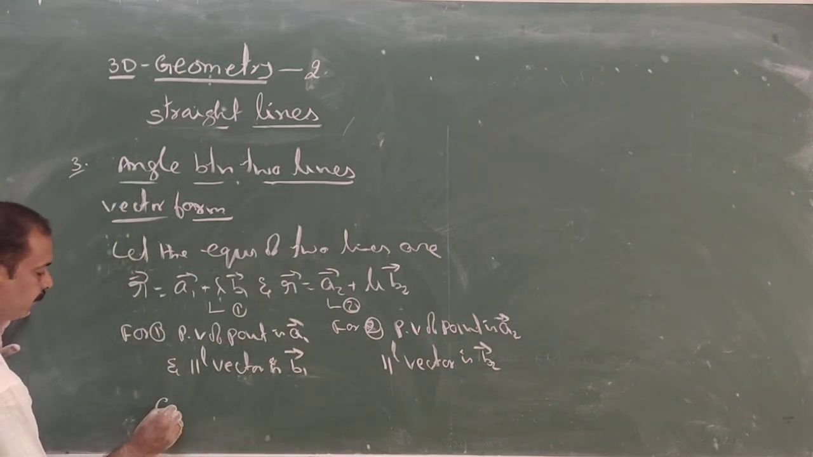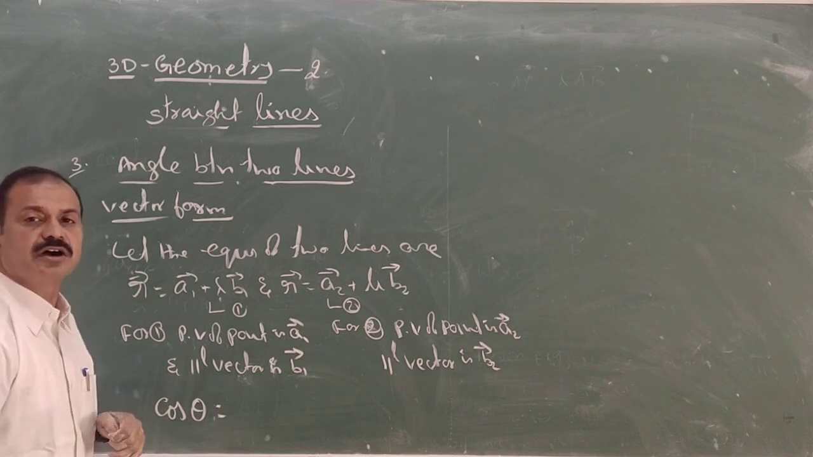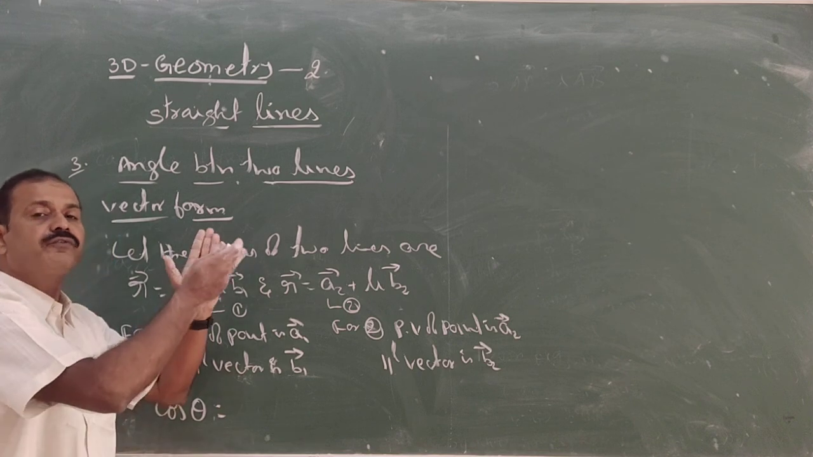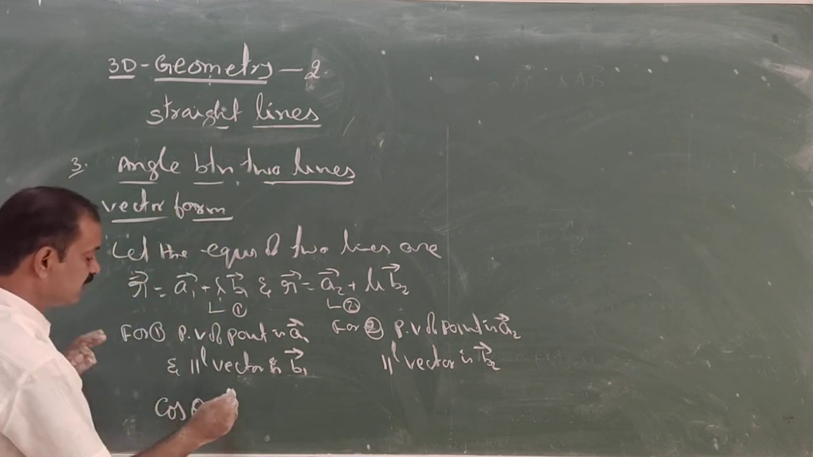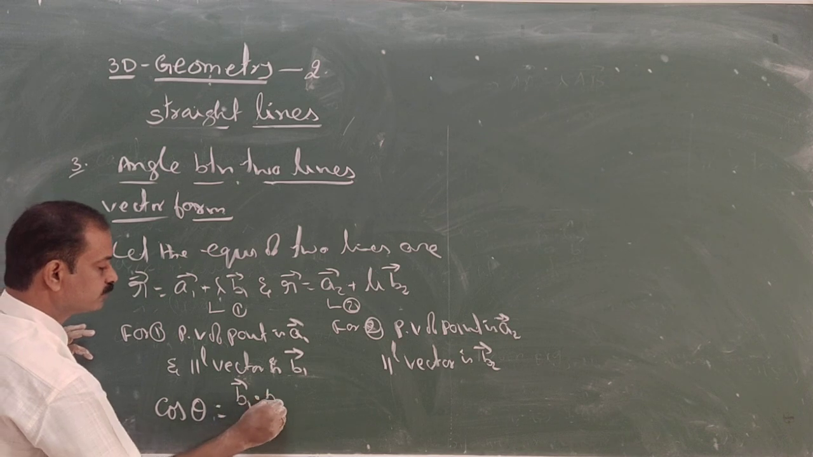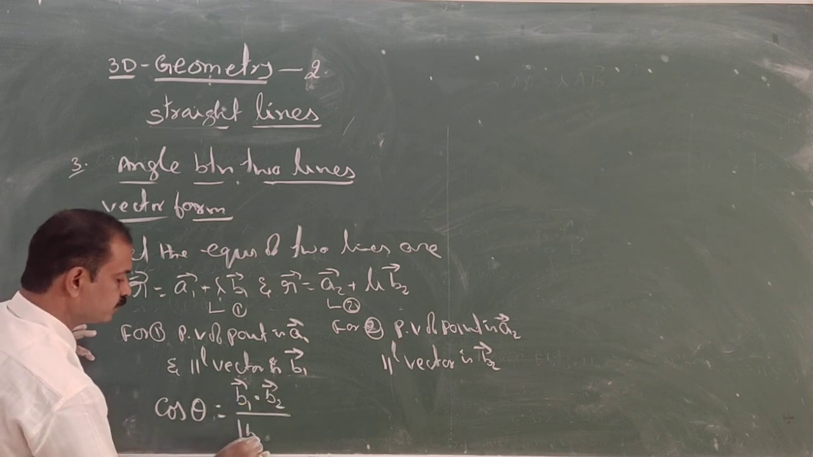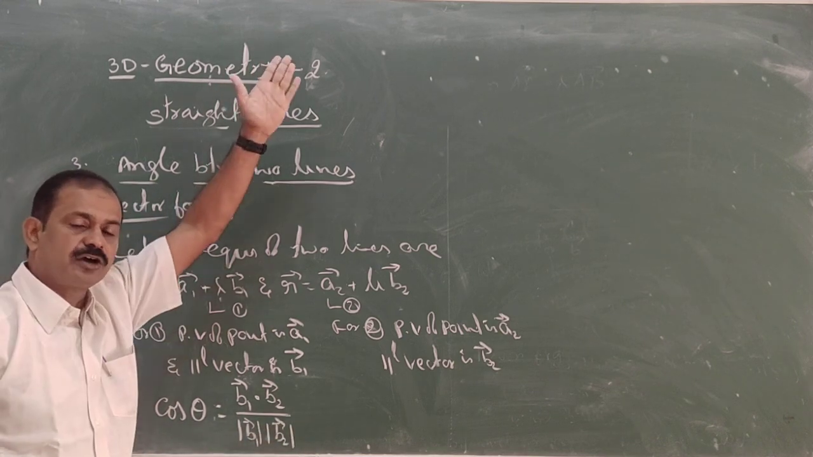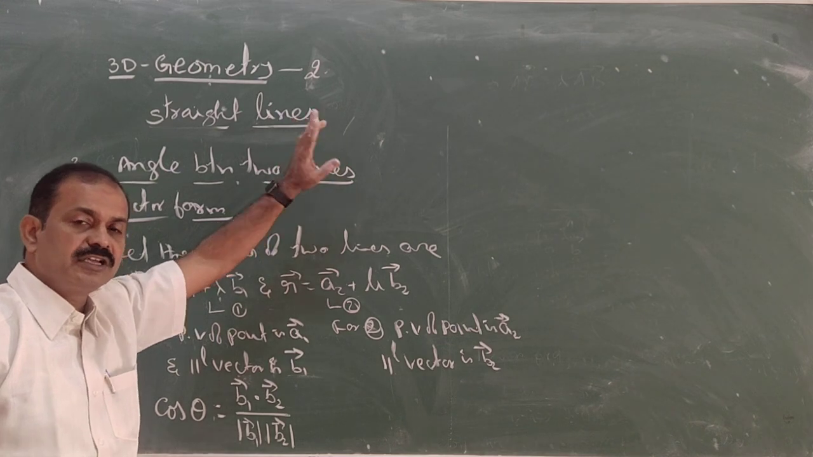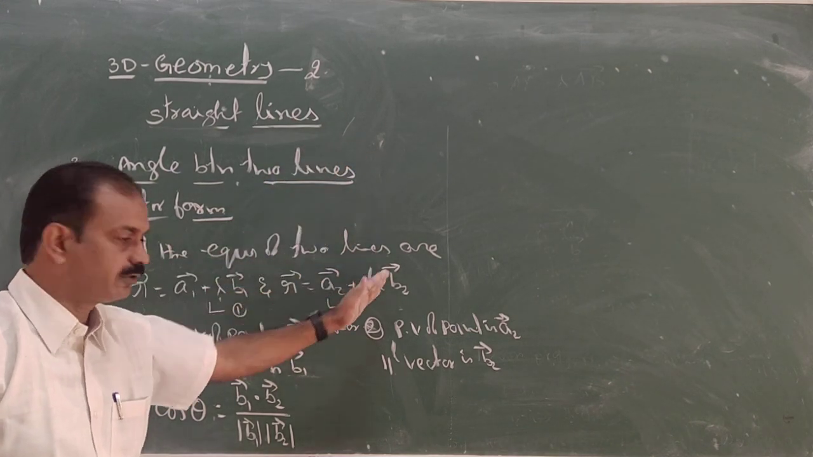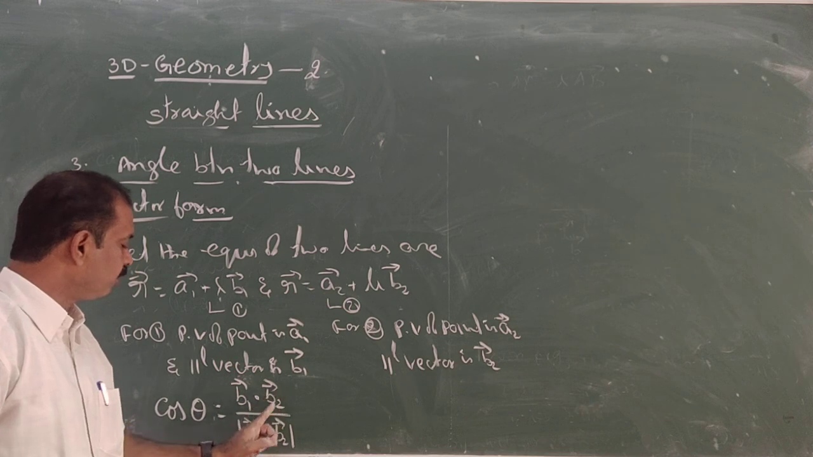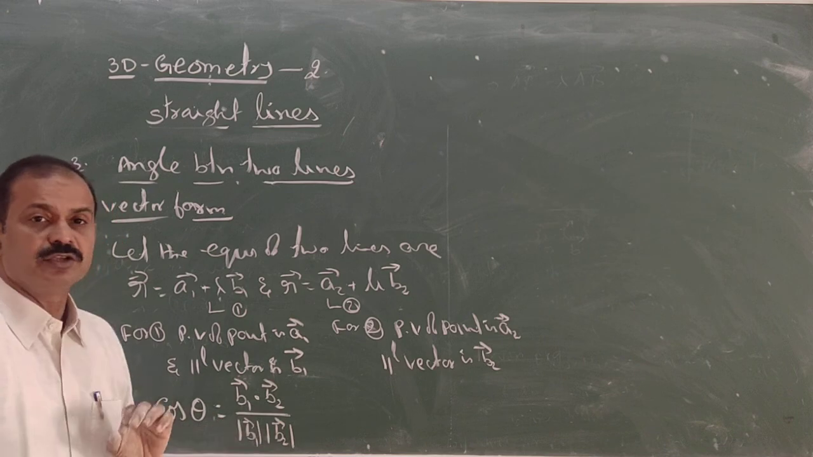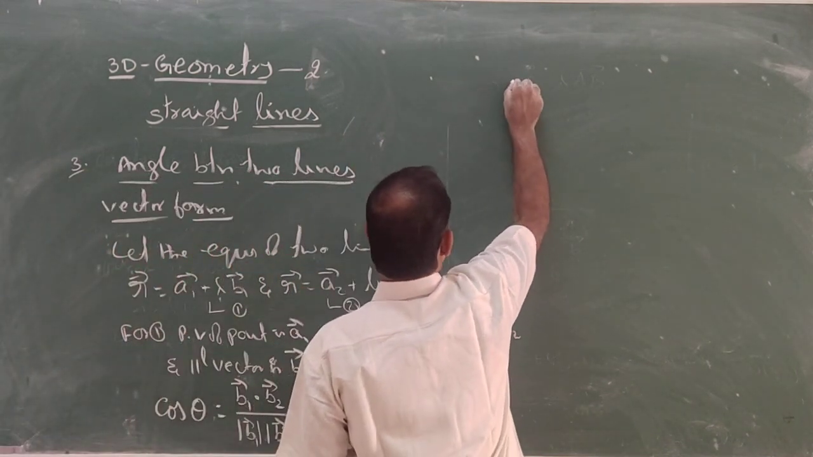Then cos theta, finding the angle. Cos theta is equal to, whenever you are finding the angle between two lines, you have to find the angle between the parallel vectors only. That is, cos theta is equal to b1 dot b2 by magnitude of b1 into magnitude of b2, like vectors. How do you find it in vectors? a dot b by magnitude of a into magnitude of b. Here also the same thing. b1 dot b2 by magnitude of b1 into magnitude of b2 is nothing but the angle between two vectors. Next, Cartesian form.